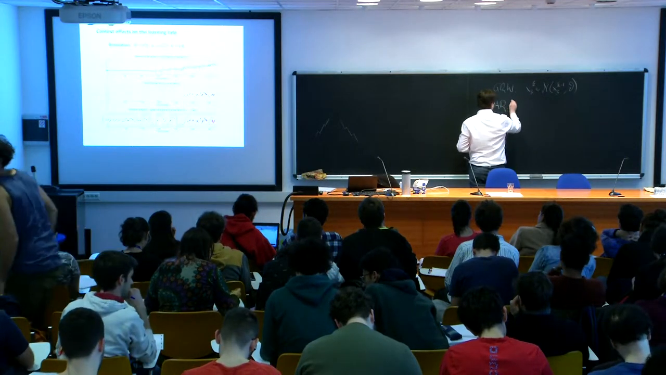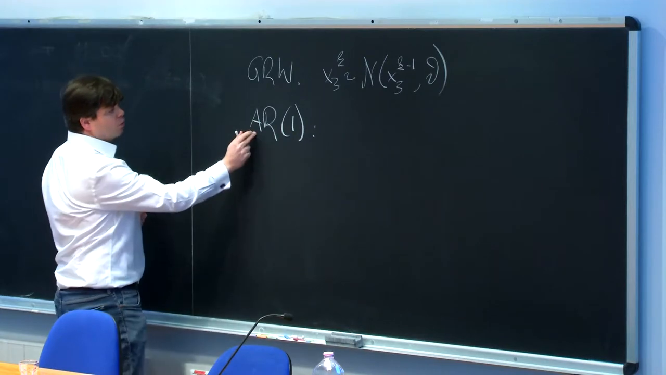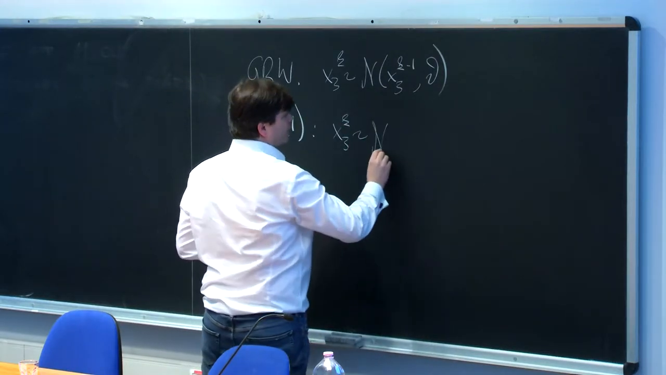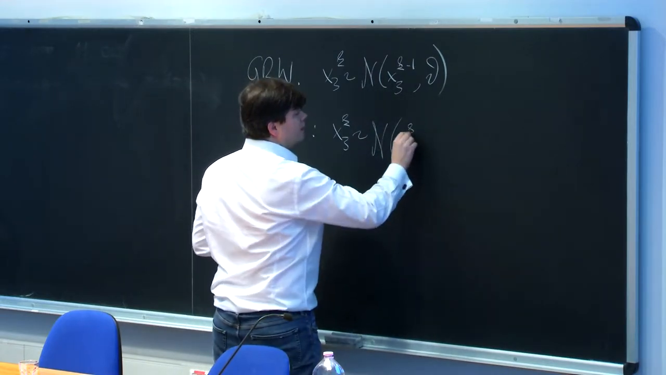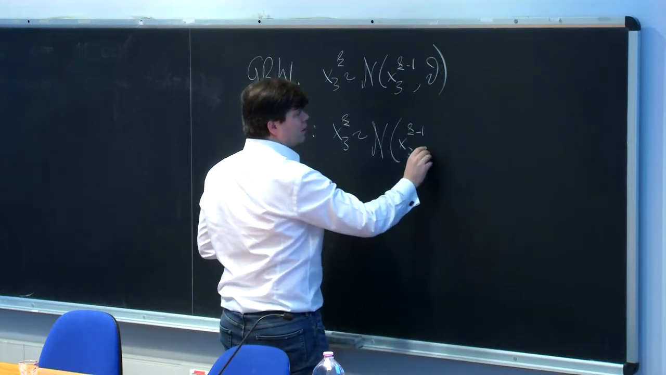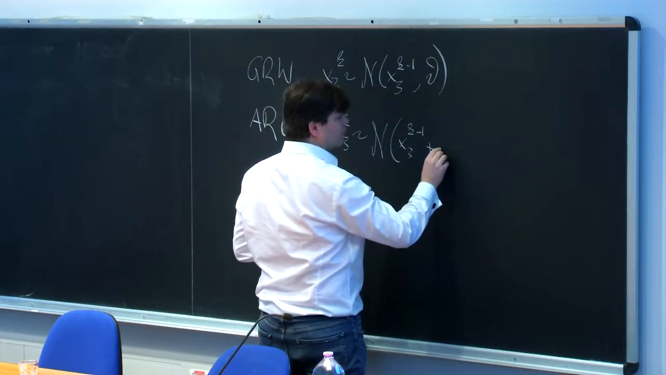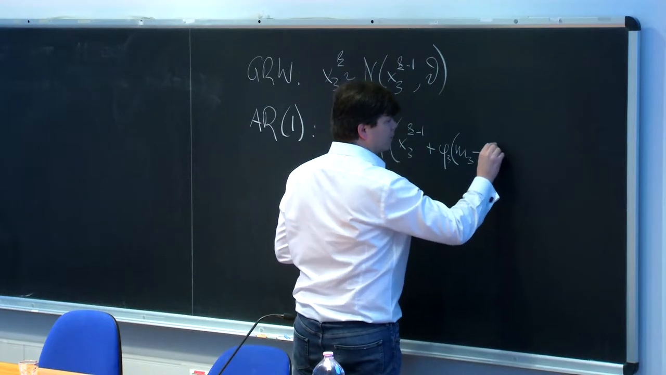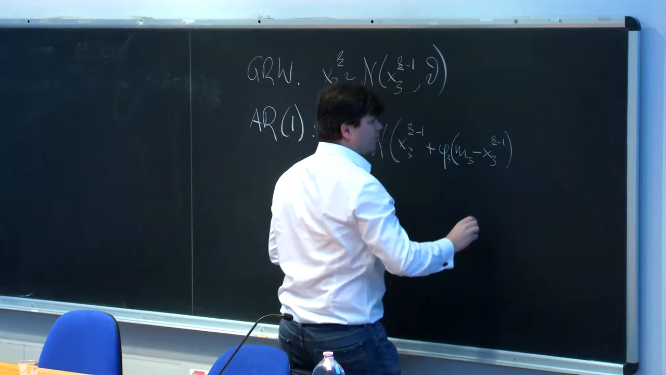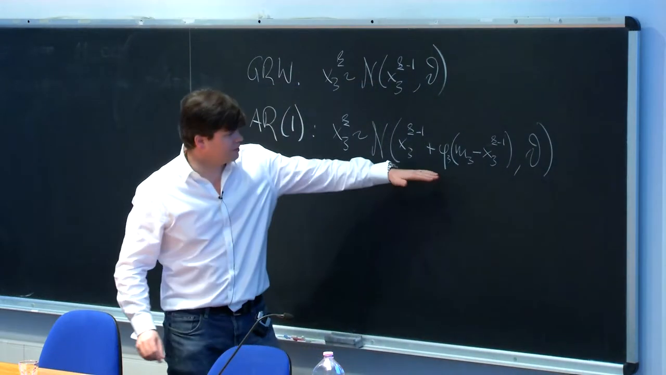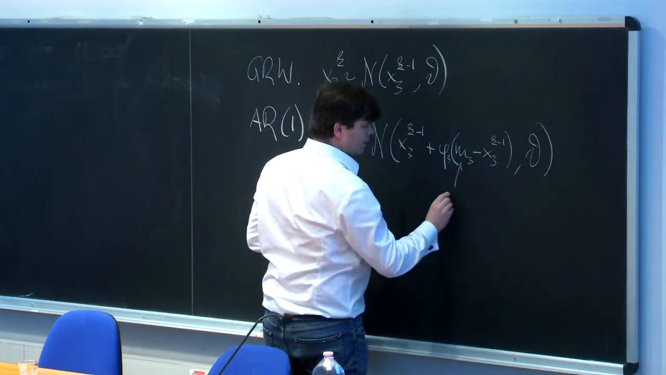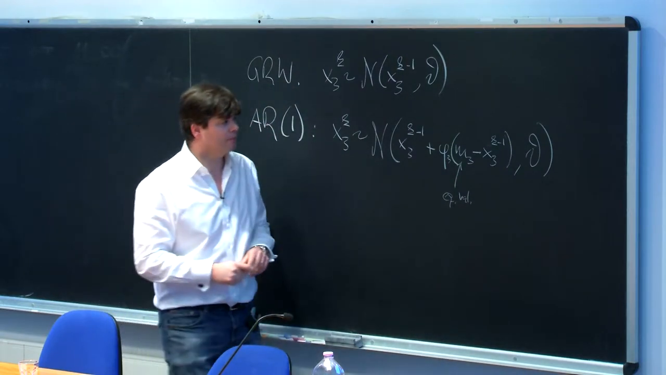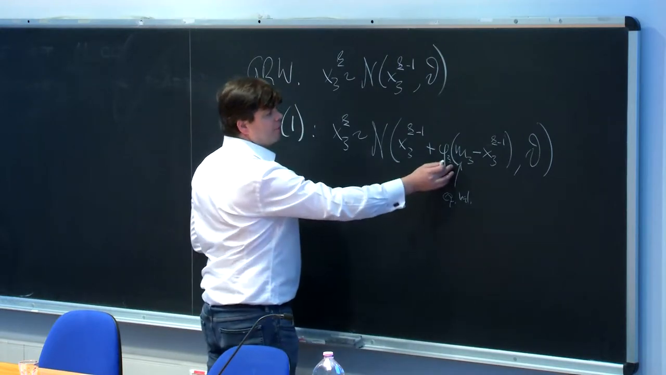But then you can also use an AR1 process, and this stands for autoregressive first order. And then you have X3 at k depending on X3 at k minus 1, plus phi 3 times m3 minus x3 at k minus 1, and then theta. So this means the equilibrium value is M3. It'll go back to M3. And the rate at which it goes back to M3 depends on the parameter phi 3.